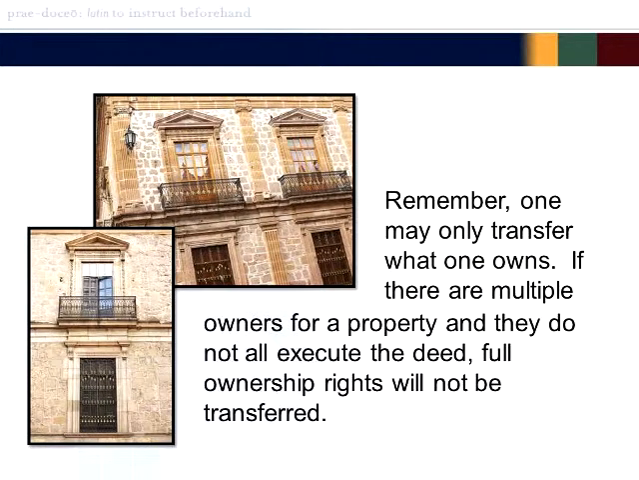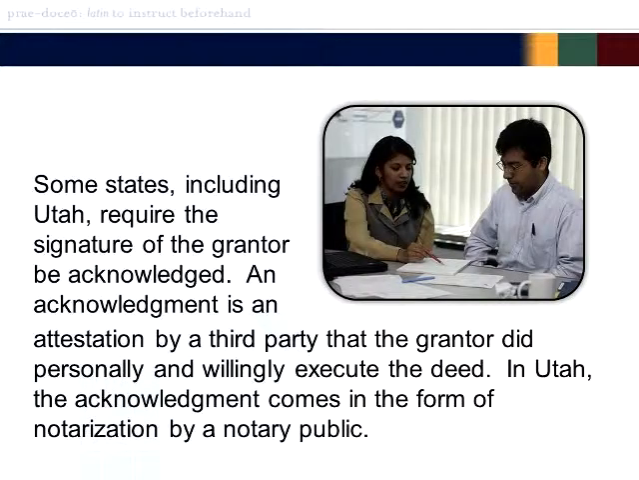If there are multiple owners for a property and they do not all execute the deed, full ownership rights will not be transferred. Some states, including Utah, require the signature of the grantor be acknowledged. An acknowledgement is an attestation by a third party that the grantor did personally and willingly execute the deed. In Utah, the acknowledgement comes in the form of notarization by a notary public.